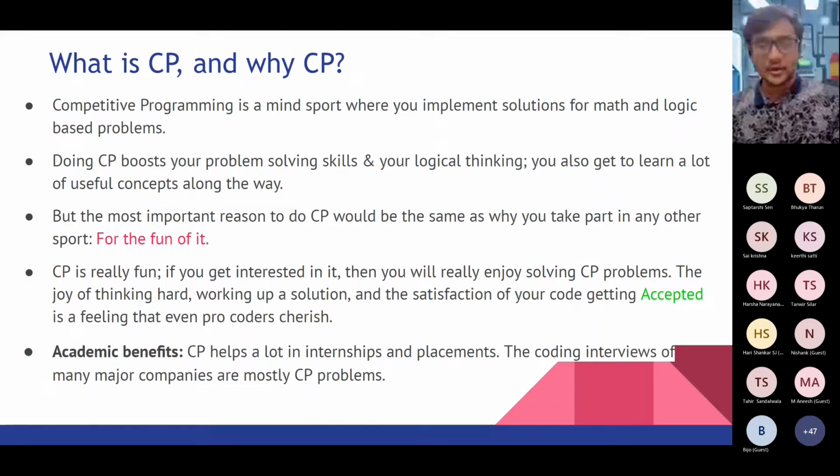So coming to what CP is, I hope most of you would be knowing. That's why you have come. But the reason this slide is there is to remind you about why we do CP. There are some academic benefits you can look for, but what we would recommend is to try to do CP for the fun part of it. Try to enjoy it as you would have enjoyed any other sport. So try to focus mainly on that.